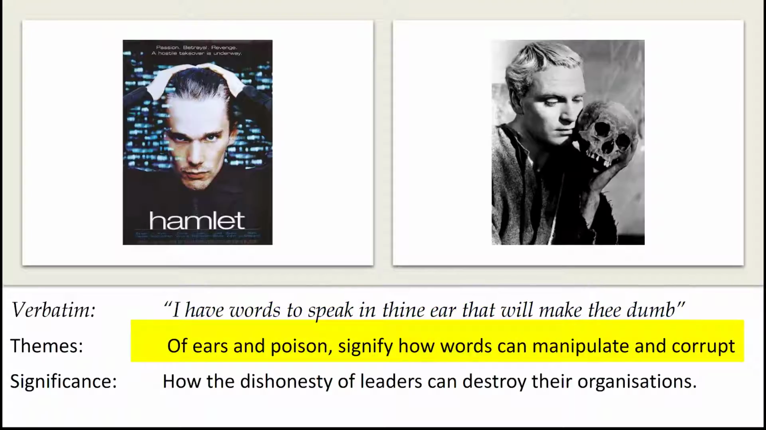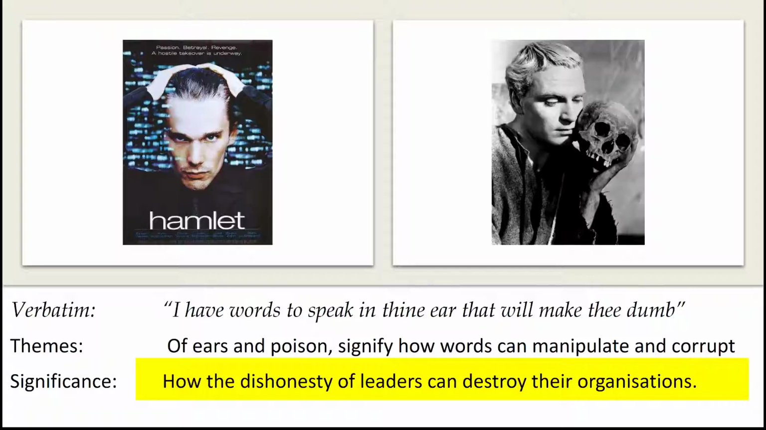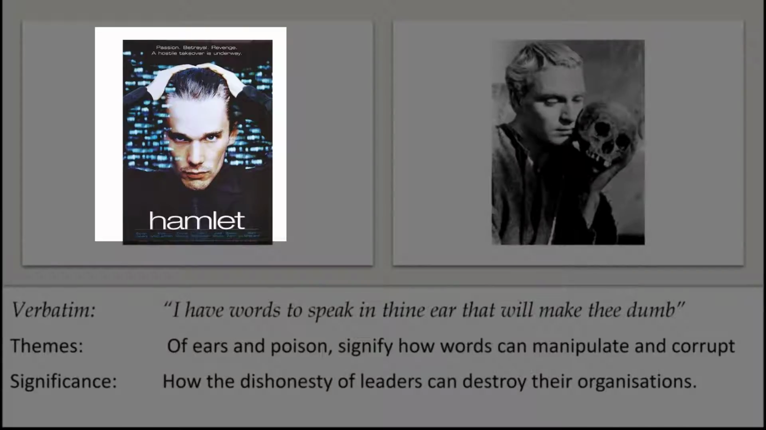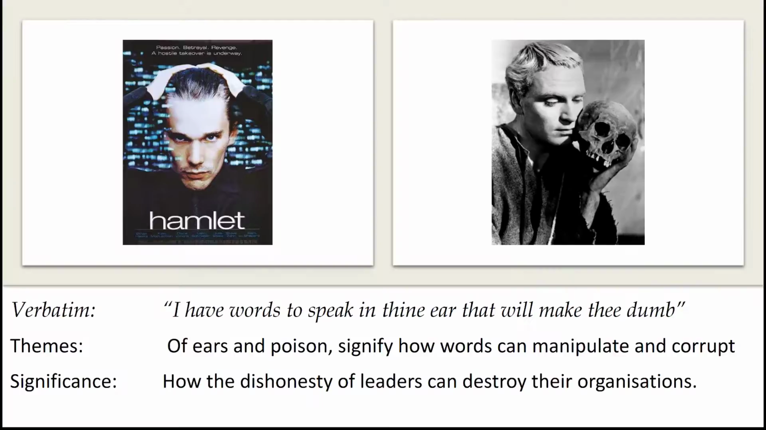And there are many themes. There are themes about ears and poison. And the significance of those themes is about how words can manipulate and corrupt. And again, we have to interpret up another level. And the meaning of that is about how the dishonesty of leaders can destroy their organizations. And as much as that applies to the original Hamlet, it can also apply to a modern 21st century Hamlet, where again there is a corporation and a dishonest leader.